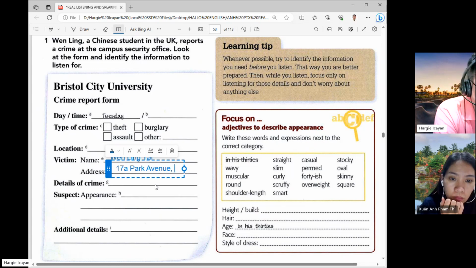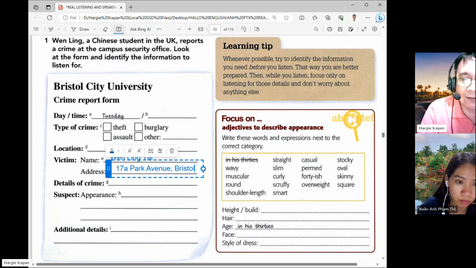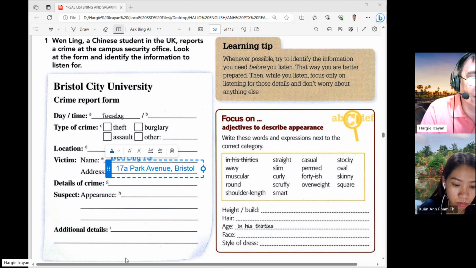Okay, and then Bristol. Okay, Bristol. Let's try to continue, Anne. In Bristol. The postcode is BR26YT. 6YT. Okay, let's try to repeat. The postcode is BR26YT. Okay, so 17A Park Avenue, Bristol.